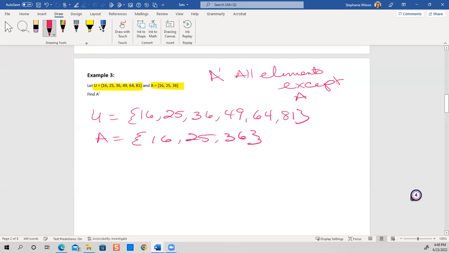So I'm going to go through here and mark out everything that's A in U. I see there's a 16, so let's mark it out. I see there's a 25, let's mark it out. And there's a 36, and mark it out. So now I can tell you what A prime is. A prime is 49, 64, and 81.